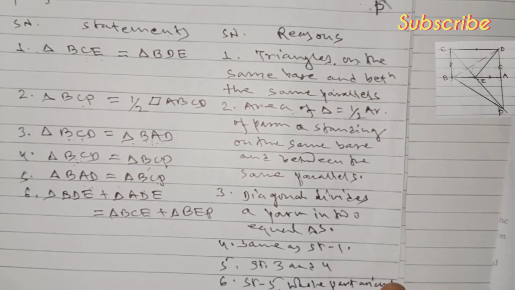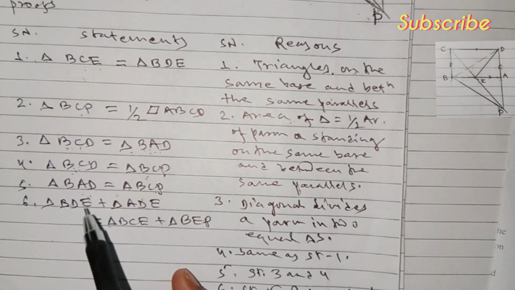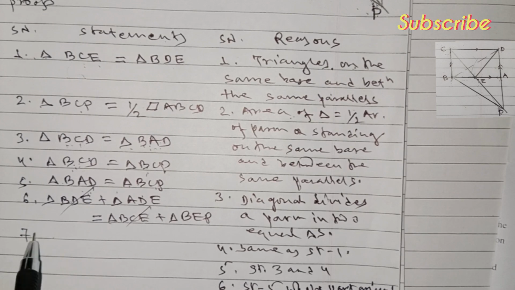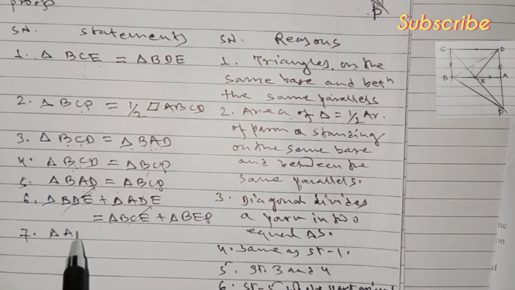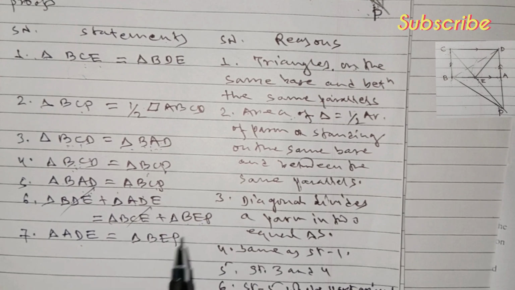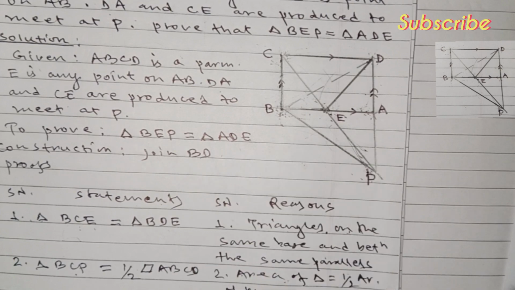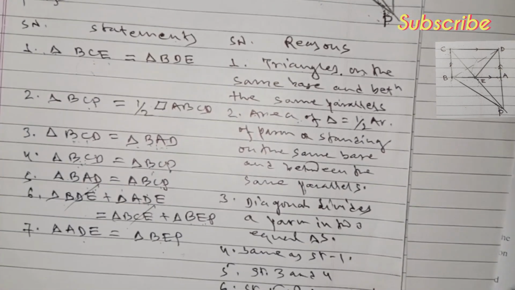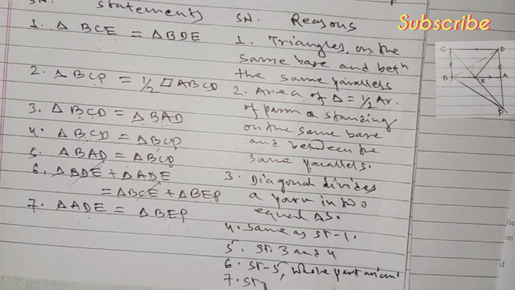Dear students, as we know that in statement number 1, triangle BDE and triangle BCE are equal, so we can cancel. So in statement number 7, we get the proof of the theorem. That means we get triangle ADE equals to triangle BEP. After cancelling equal triangles on both sides, we get triangle ADE is equal to triangle BEP, which is the proof of the theorem. The reason of statement number 7 is from statement number 6.